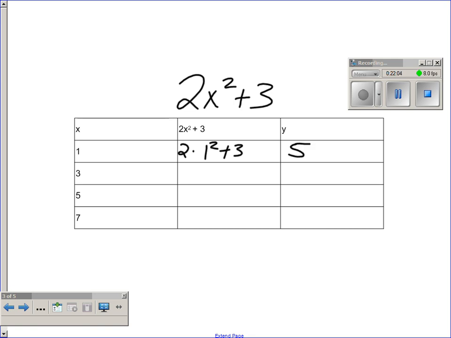Okay? So when X is 3, you cannot do 2 times 3 first. You have to square 3 first because of the order of operations. Parentheses first, then exponents, then we multiply or divide, and then follow it up with adding and subtracting. So make sure.